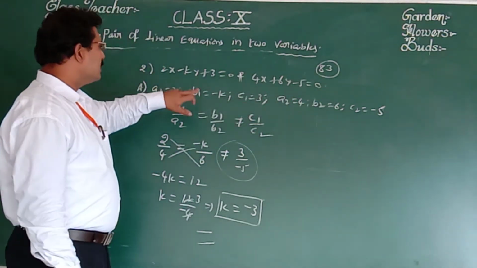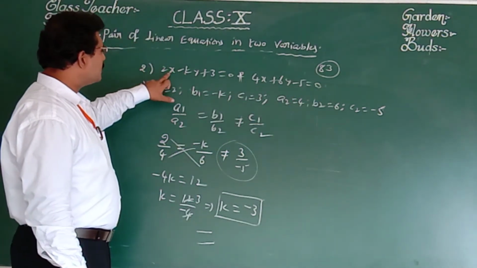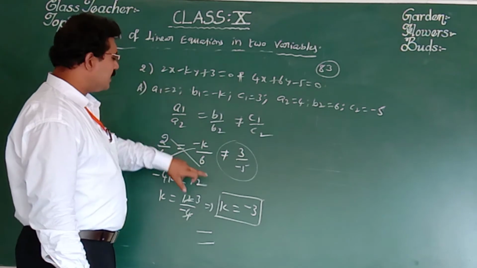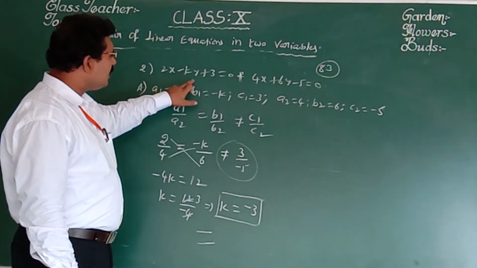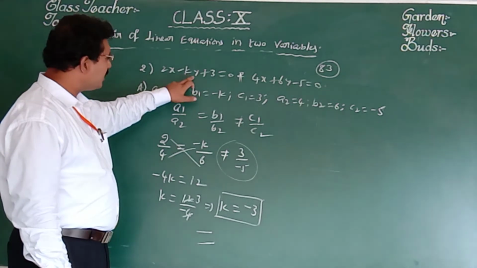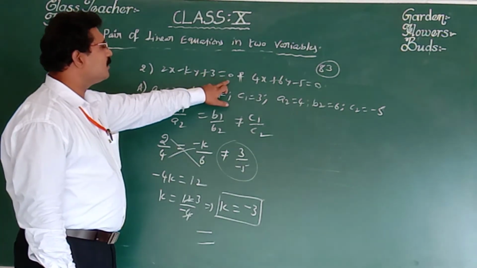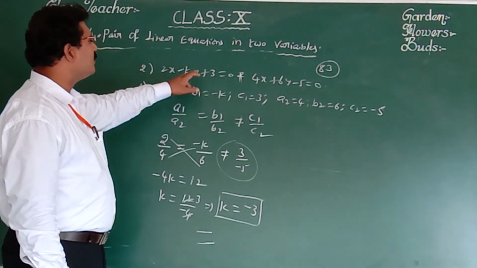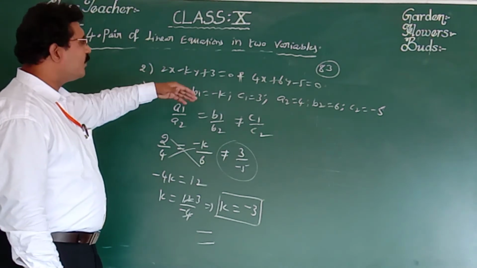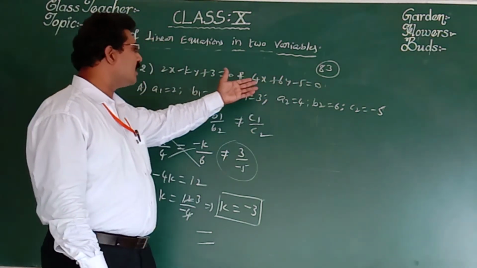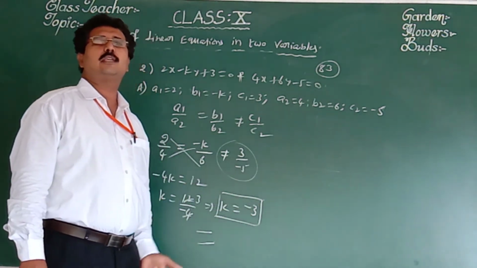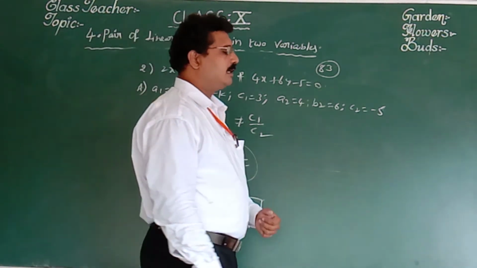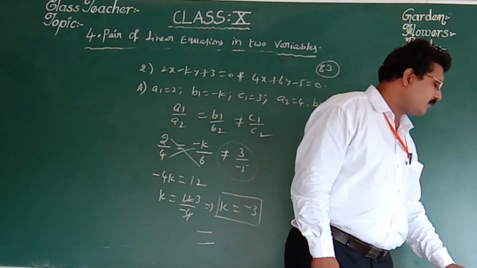Just to verify, suppose k is equal to minus 3. It becomes 2x plus 3y plus 3 is equal to 0. If you multiply by 2, that is 4x plus 6y. So those are what type of lines? Parallel lines. So the value of k is minus 3. Now next one: for what value of k?